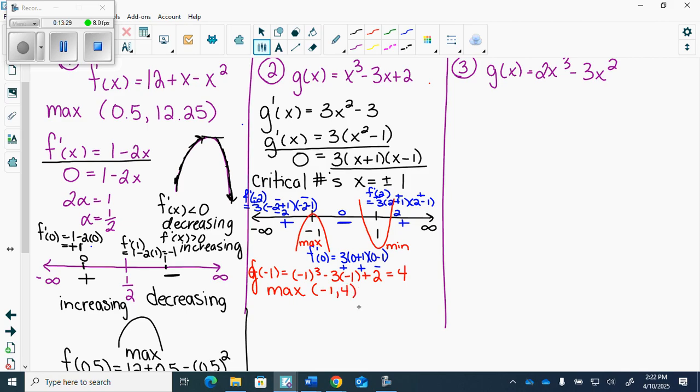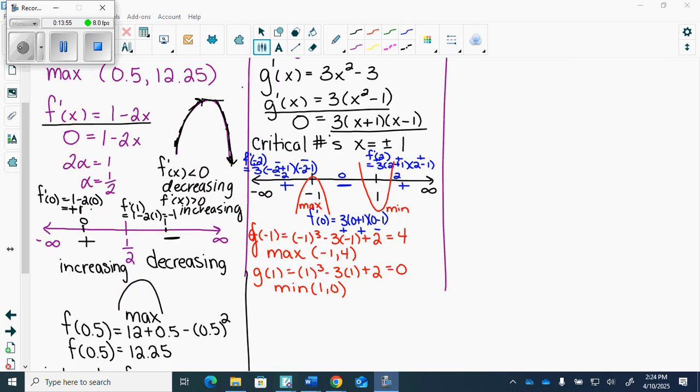Correct? And I'm doing g of 1. So I get 1 cubed minus 3 times 1 plus 2. So I'm going to get 1 plus 2 is 3 minus 3 is 0. And this is a minimum. Can everyone type the original into the calculator, please? And find your max and min using your calculator. Okay, so our max and mins match the calculator.